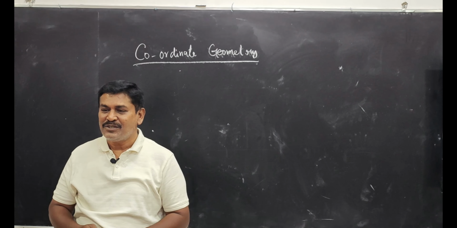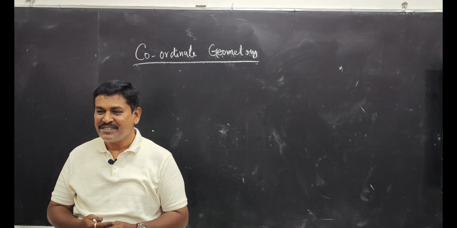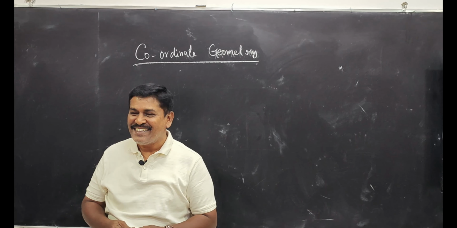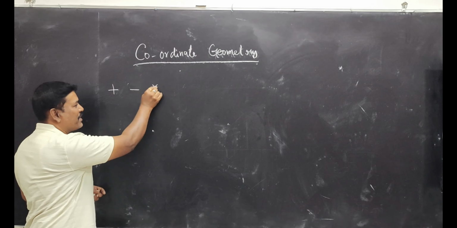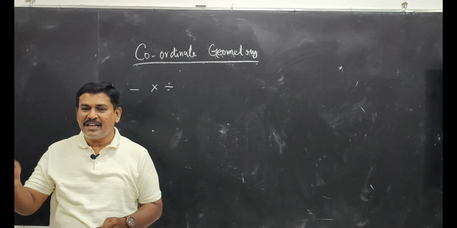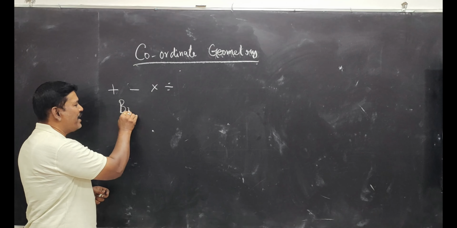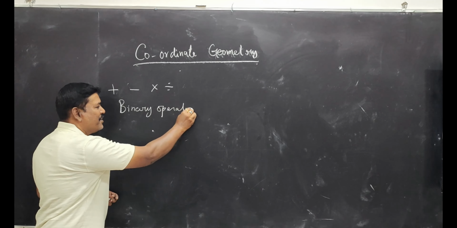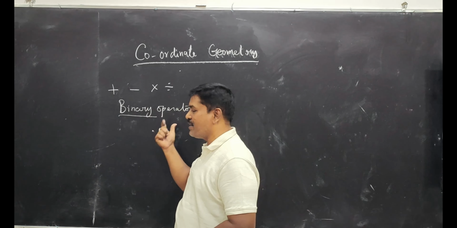Is it or not? And then arithmetical operators. What are all the arithmetical operators? Addition, subtraction, multiplication, and division. Don't think too much. Addition, subtraction, multiplication, and division are called arithmetical operators. There is another name for this arithmetical operator, a very important name: binary operator. What is that? Binary operator. Why is it called a binary operator?